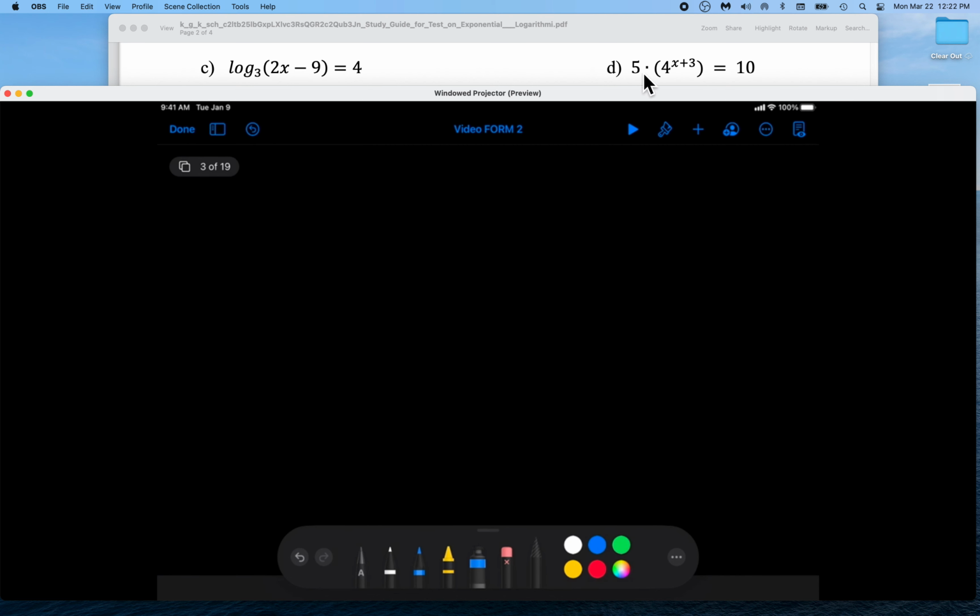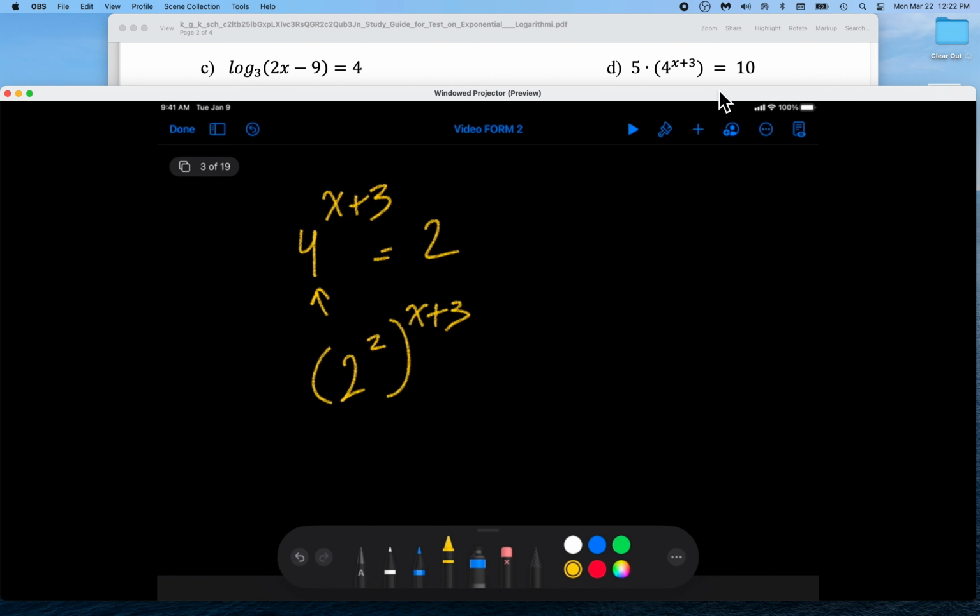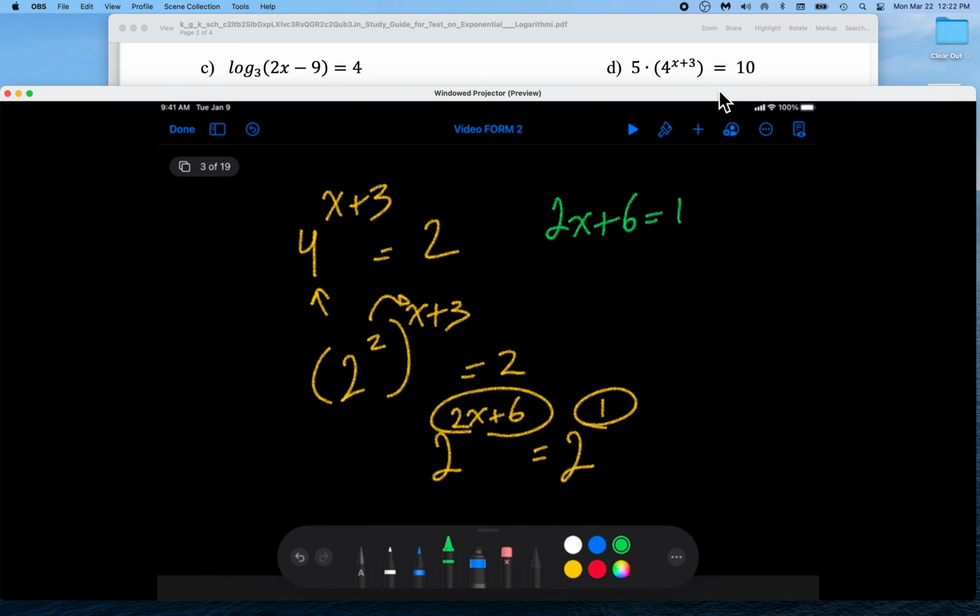Okay, over here, first thing I'm going to do is divide by 5. And then I'm going to look for common bases. That's my game plan. So when I divide both sides by 5, I get 4 to the x plus 3 equals 2. The most obvious common base is going to be 2. 2 squared, x plus 3 equals 2. I'm going to distribute that. We're going to have 2 to the 2x plus 6 equals 2 to the hidden 1. I'm going to set that equal to that. 2x plus 6 equals 1.